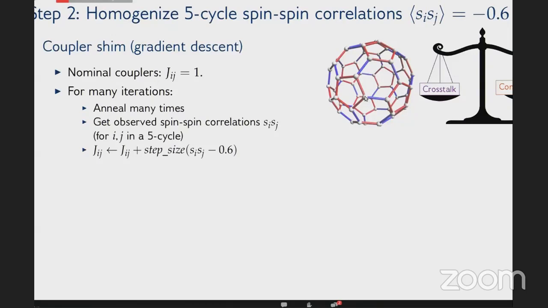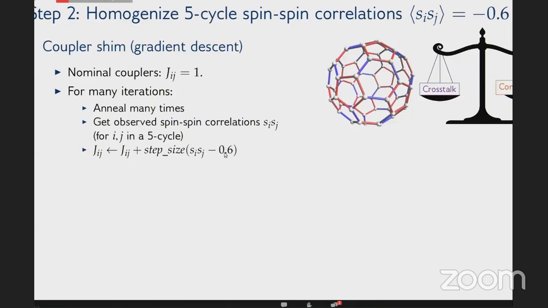So I'm just going to do a coupler shim, and all of these start at +1. And for many iterations, again, I'm going to anneal many times, get observed spin-spin correlations for any 2 spins neighboring in a 5 cycle. And then I'm going to update the coupling between these 2 spins by a step size times the deviation from the expected value.